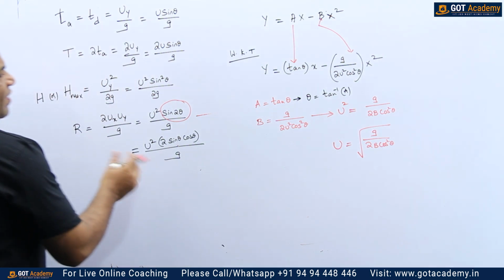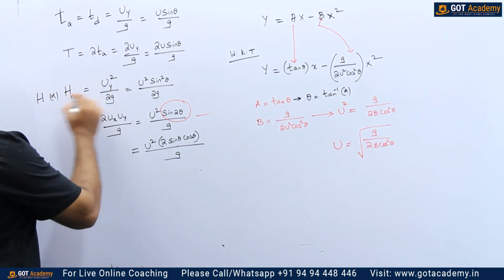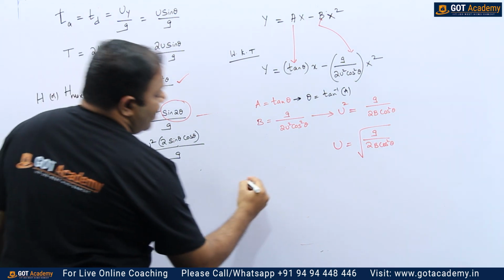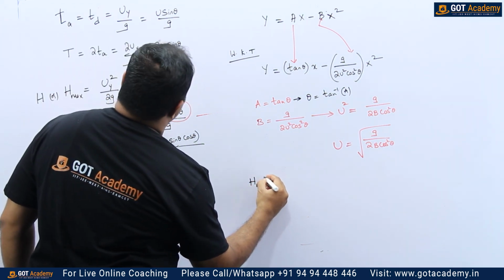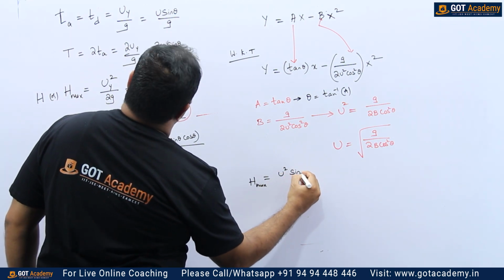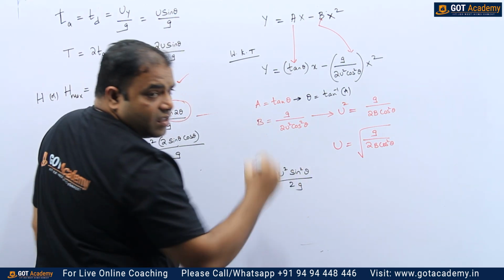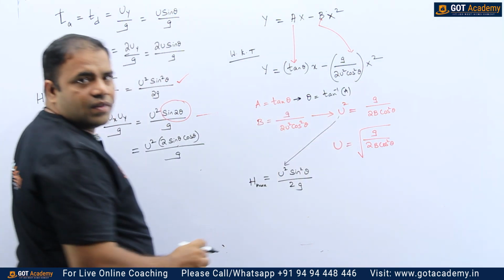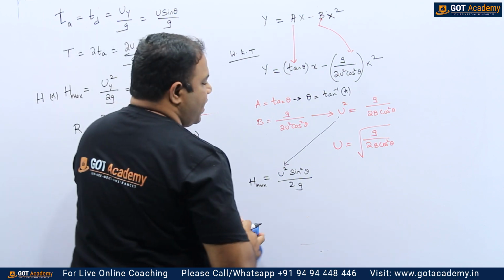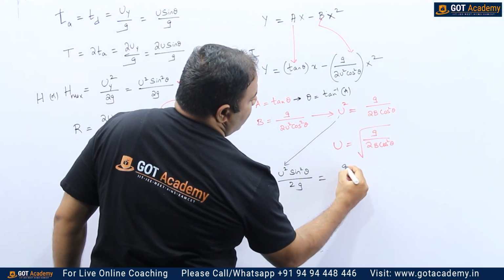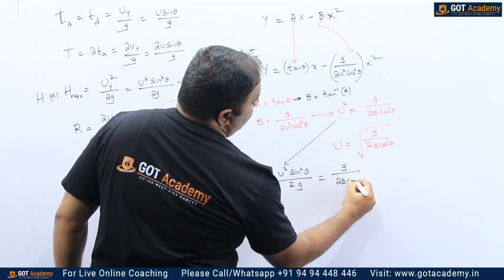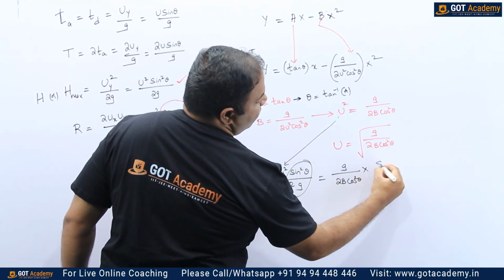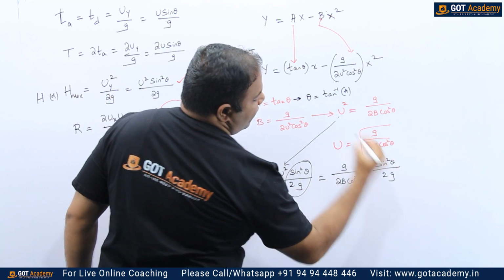Now, let us substitute in every case and find out. Firstly, I am interested to find out h max. What I know is that the maximum height h max is equal to u square sin square theta by 2g. So, why don't you substitute this u square here? Yes or no? So, u square is equal to g by 2b cos square theta, into the remaining part sin square theta by 2g.